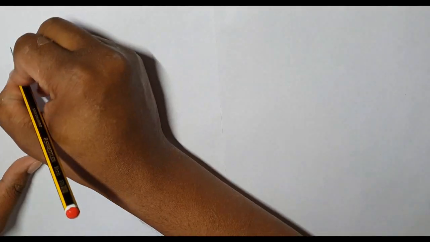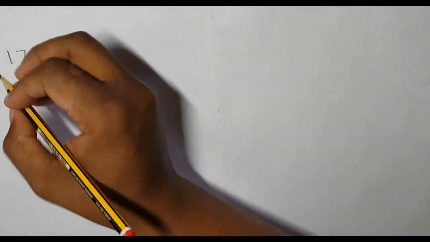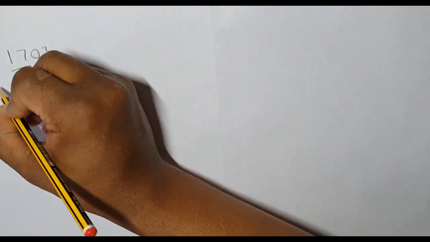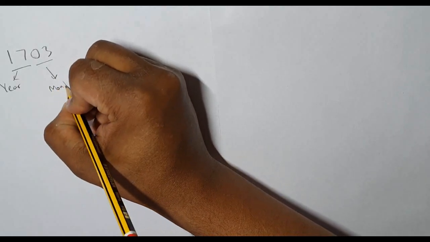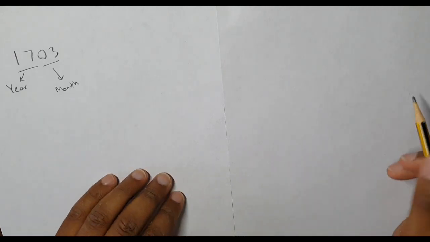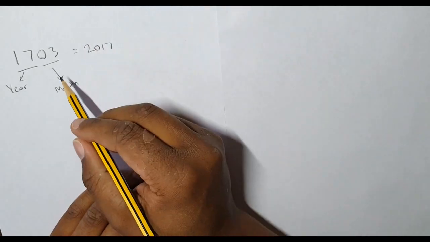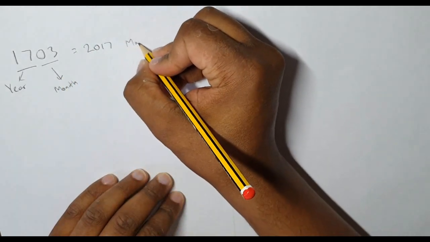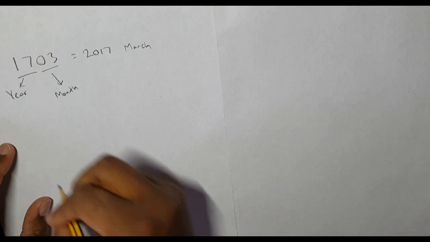Right now, we can start from 1703. Now, the 17 means the year, and the 3 means the month. Now, don't get confused by the release dates. This is by the build dates. So, 17 means 2017, and 03 means March. So, March 2017.